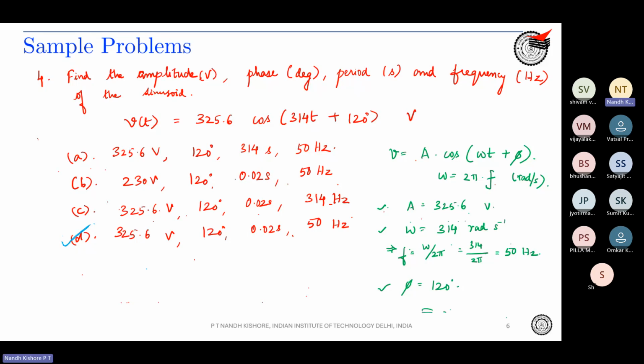Direct answer, just by looking you can guess the answer. I think this is also pretty easy. We will move on to the next question.